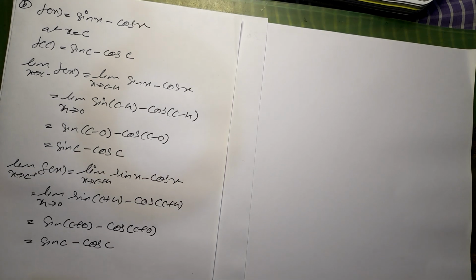These three are equal. F of c is equal to left hand limit and the right hand limit. Here also sin c minus cos c, here also sin c minus cos c, here also sin c minus cos c. All these three are equal, therefore it is continuous. There is left hand limit x tends to c minus f of x is equal to limit x tends to c plus f of x is equal to f of c. Therefore it is a continuous function.